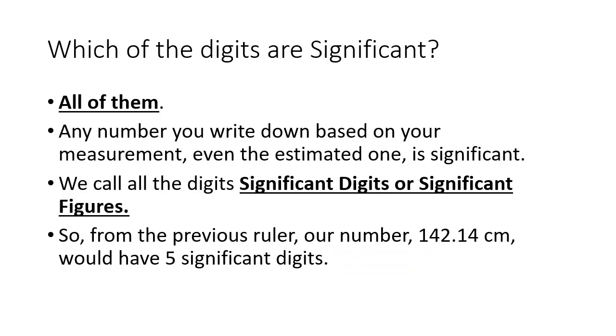So the question is, which digits are significant? And the answer is all of them. If you bothered to write it down in the lab, it is significant. We call the digits you write down in the lab significant digits or significant figures. So from our previous ruler, our number of 142.14 centimeters would have 5 significant digits. 1, 2, 3, 4, 5.